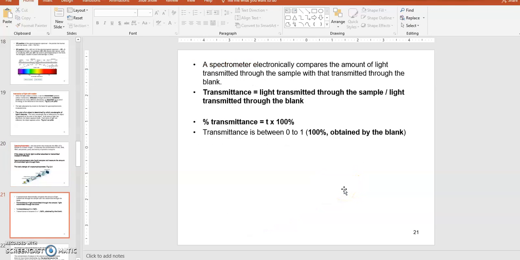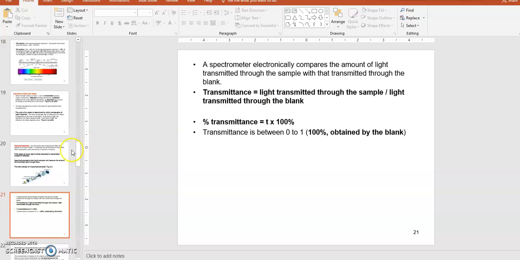Okay, so then is there a relationship between the amount of light that's transmitted and the amount of light that is absorbed? The answer is of course yes. The machine itself, the spectrophotometer, measures the amount of light that's transmitted through the sample, divided by the light transmitted through the blank.